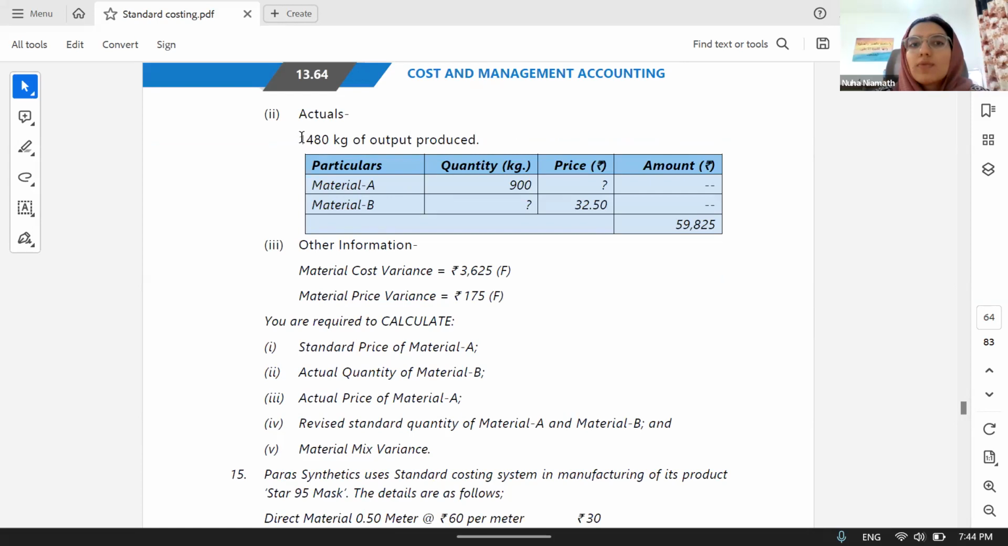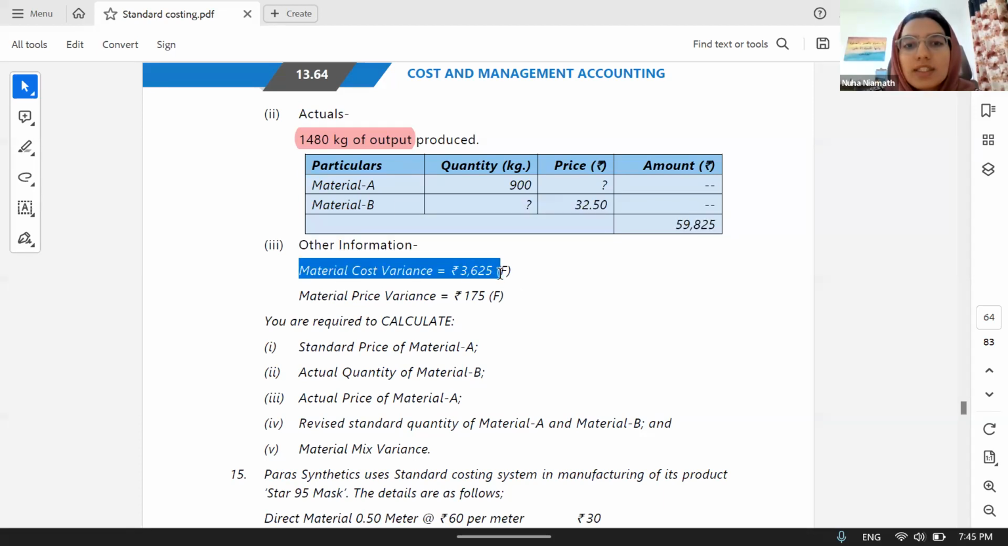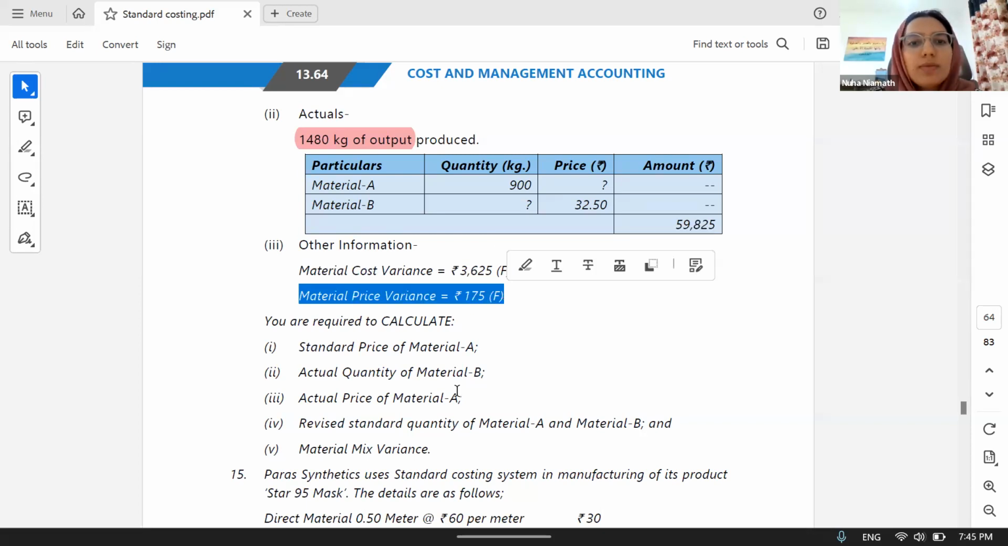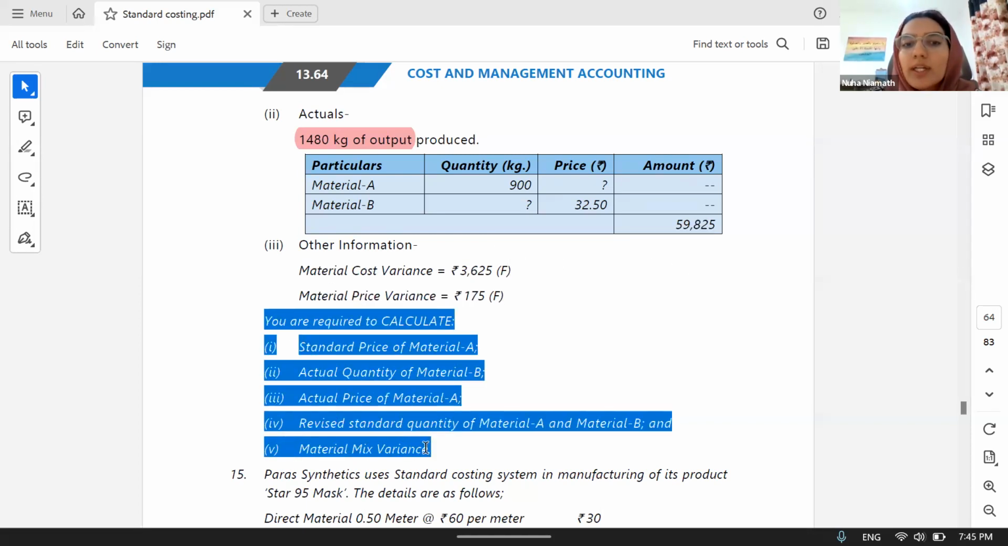Actuals. 1480 of output was produced. What does that mean? 1480 means your actual output, AO. Now, particulars. Material A, we actually used 900 kgs. Material B, we don't know how much we used. Material B's price is given and the total is given to be 59,825. This is the total material cost we have used. Other information that is given is material cost variance is 3625 and material price variance is given to be 175. You are required to calculate all the material related variances.